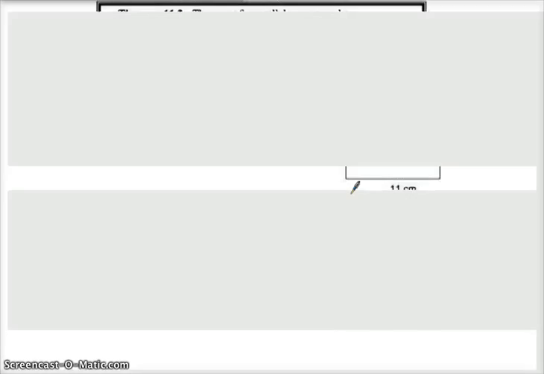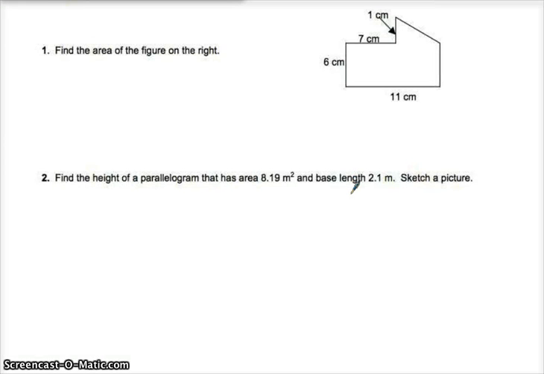How about down here? Find the area of the figure on the right. So how could we find this area? I highly recommend you just split it into shapes. So maybe have a little pause here, see if you can figure it out on your own. We all might divide it into slightly different shapes. So pause and solve on your own.